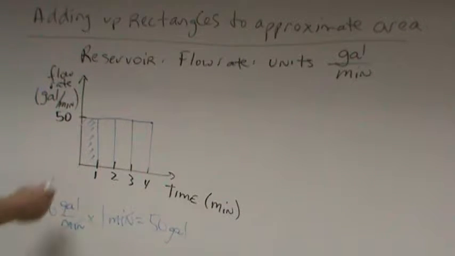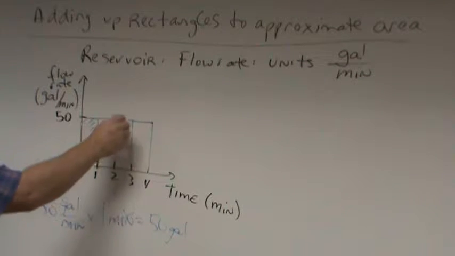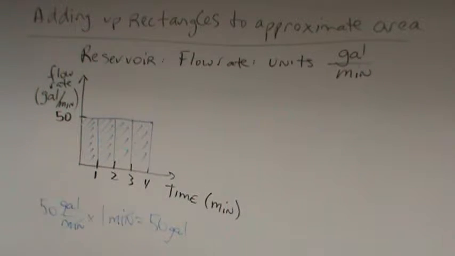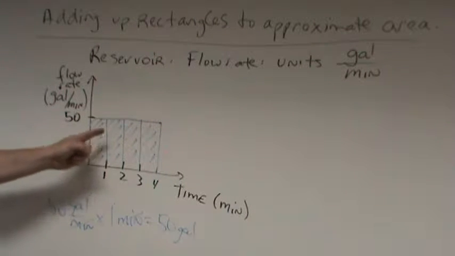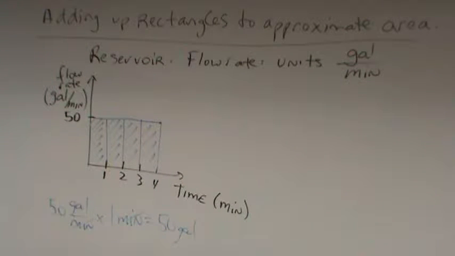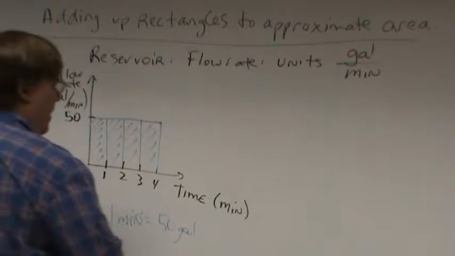So you got the area of the first rectangle, then the second rectangle, then the third, then the fourth. Getting that area was really just getting the total amount of water that flowed into the reservoir, which was the same as getting the areas of those 4 rectangles and adding them up. You guys okay with that? Okay, so let's do another one.